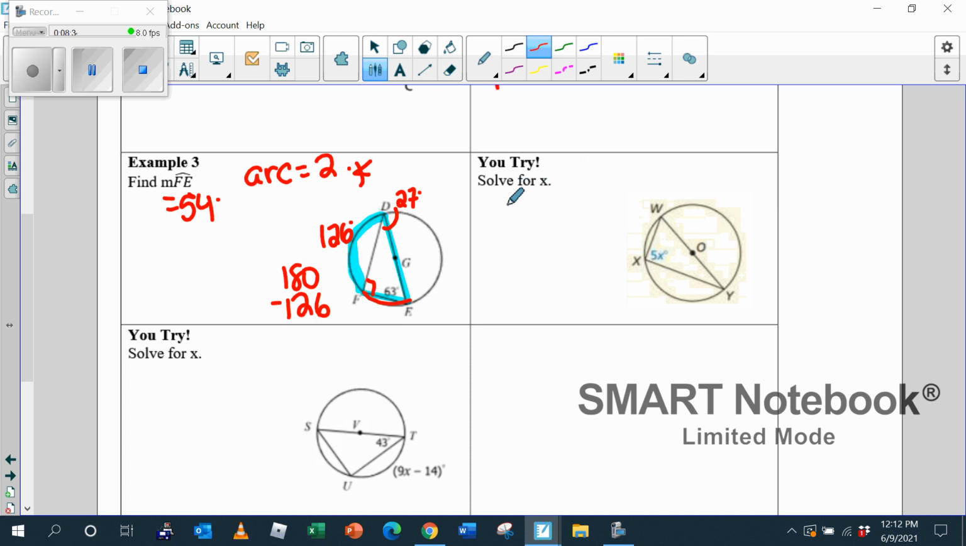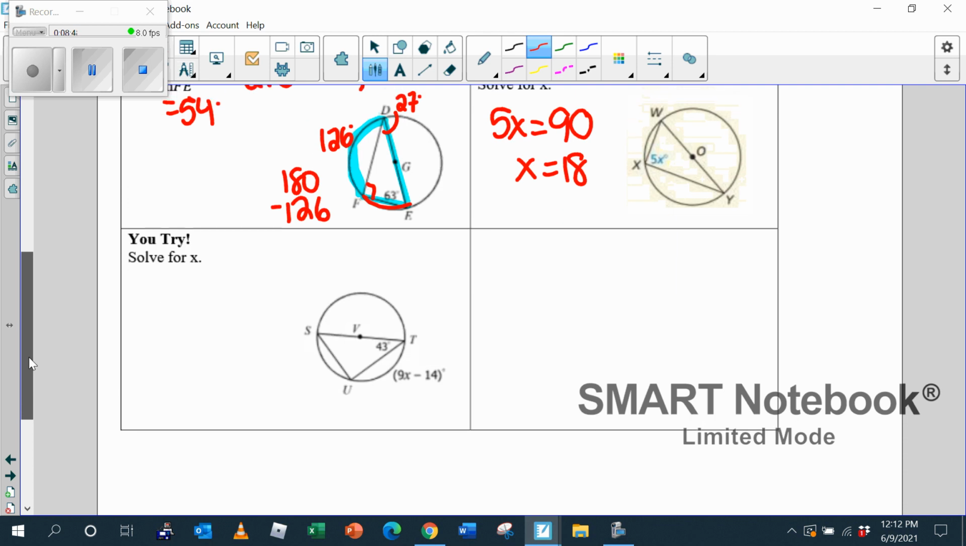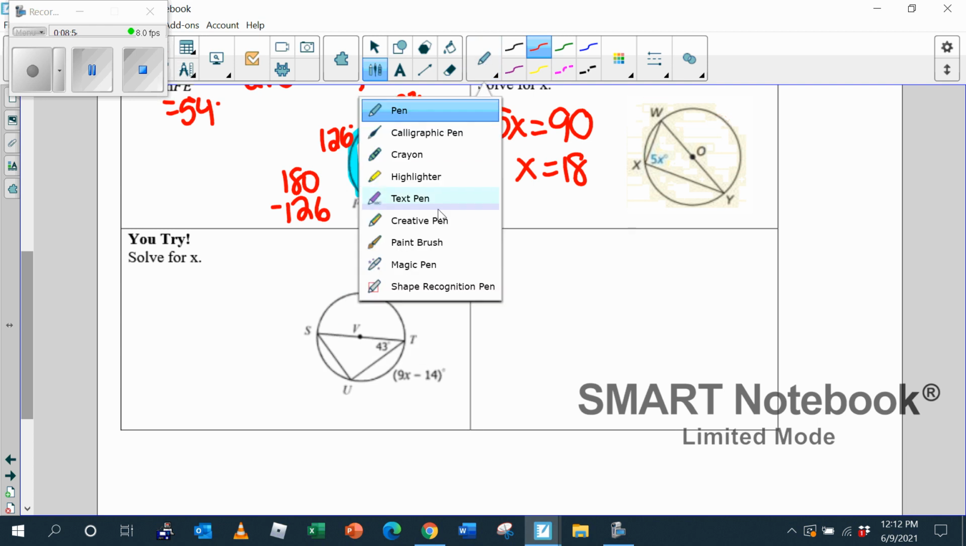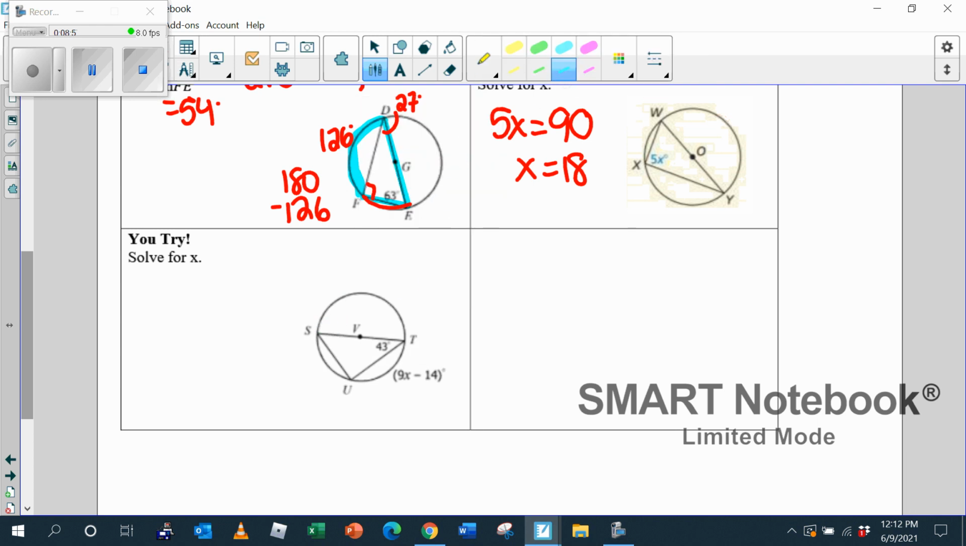All right, so back at it, we know that WY is the diameter. So 5x, the angle across from the diameter, has to be 90. So X is equal to 18. And then this one, a little bit trickier, but we can still do it. Again, I'm going to do it how I did up here the first way. I know that this 43, which is what I'm given, is associated with this arc. This angle is associated with this arc. So therefore, I know the arc is 2 times the angle. So 2 times 43 is 86, right?